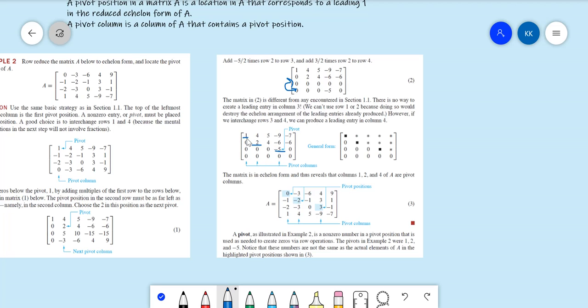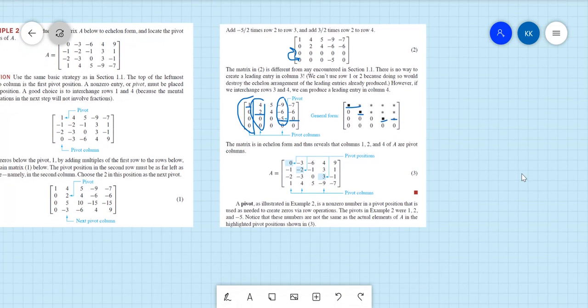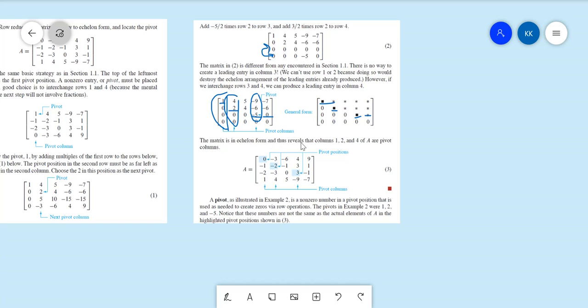So you can see this 1 is now the pivot, this 2 is now the pivot, this minus 5 is now the pivot, and these are the pivot columns. So this column and this column are the pivot columns. And if you look at the general form for this specific matrix, you can see this is a pivot position, this is a pivot position, and this is a pivot position. The rest can take any values, and you are not restricted because it was a 0 here, but it is a star here, so any value. And then the matrix is in echelon form, we can see, and thus reveals that columns 1, 2, and 4 of A are pivot columns.